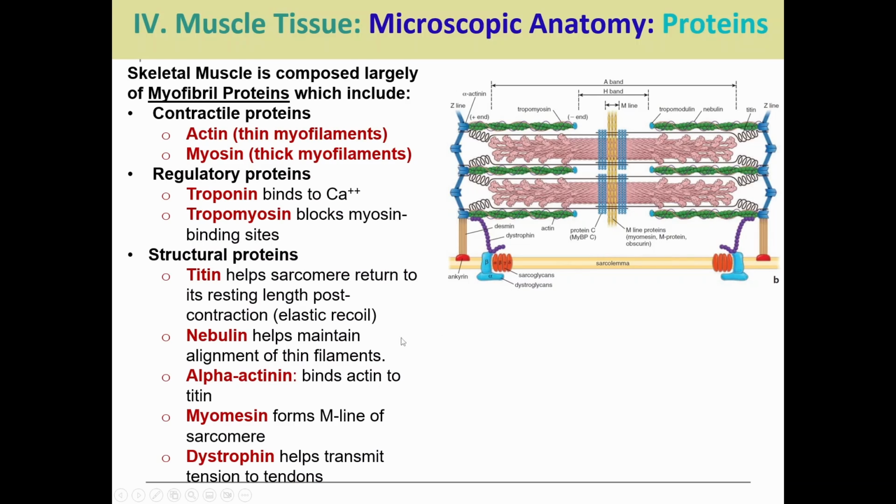And so I'm not as worried about the structural ones. Quite honestly, I'm really worried about these big four, the actin, the myosin, the troponin, and the tropomyosin. Those are ones like you must know what those guys are, because we're going to talk about the cycle of contraction and how that occurs, and those four are major players in that.